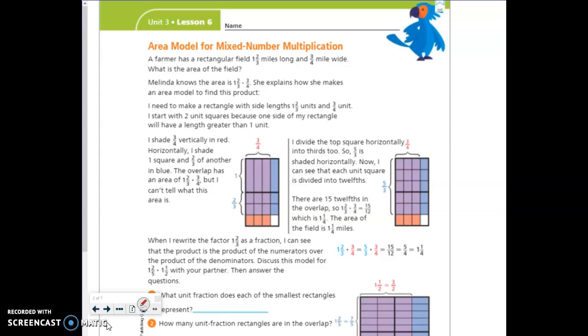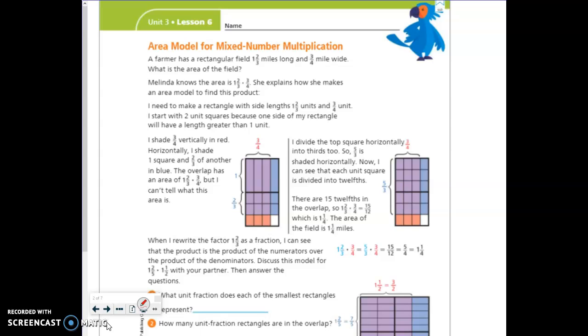Very similar. We're going to build upon what we already know, but we also have to be aware that there is another step here. Now, I'm going to very lightly touch on this page because I almost find that this page gets to be a little bit more confusing for students than helpful. But we are looking at a girl here named Melinda, who is a farmer, and she has a rectangular field that is 1 2/3 miles long by 3/4 of a mile wide. And we need to find out what the area of that field is.